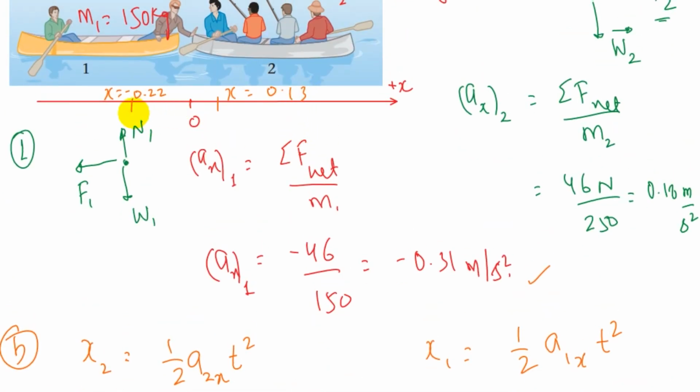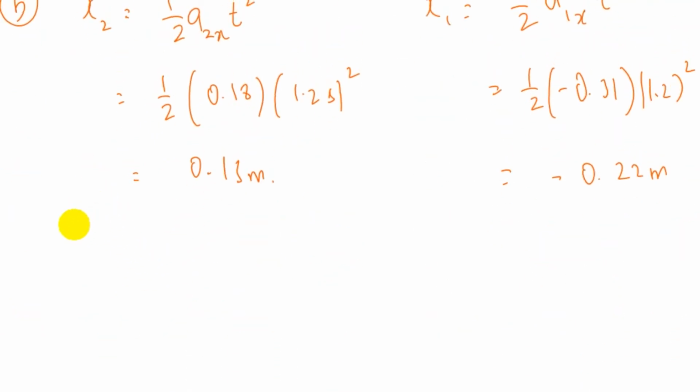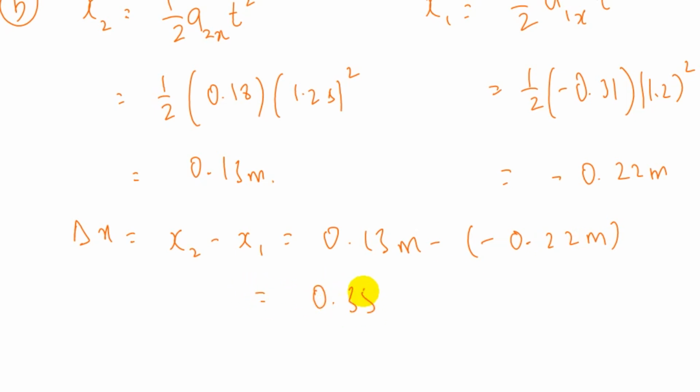So what would be the separation distance? This distance would be x2 minus x1, so we can write delta x equals x2 minus x1, which equals 0.13 meter minus minus 0.22 meter, and that equals 0.35 meter. So this would be the separation distance.